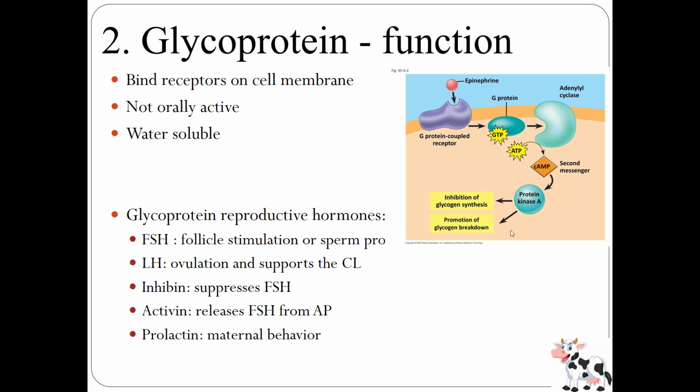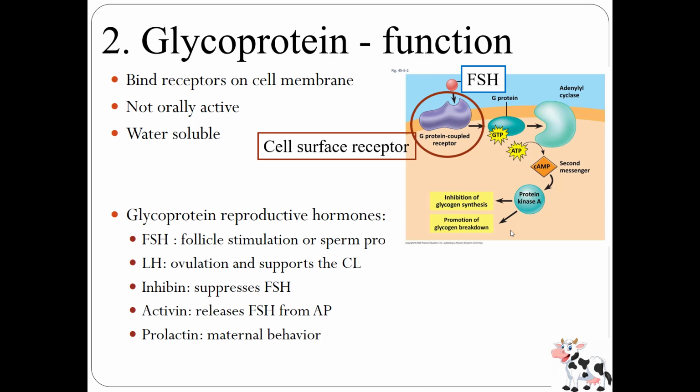If FSH is produced and then secreted or released into the bloodstream from the anterior pituitary, it's going to bind its transport proteins, and then it's going to target its follicular cell on the ovary and bind to the G protein coupled receptor here. That is the cell surface receptor. And once that binding action happens, it is then going to kick off this whole series of events inside the cell.